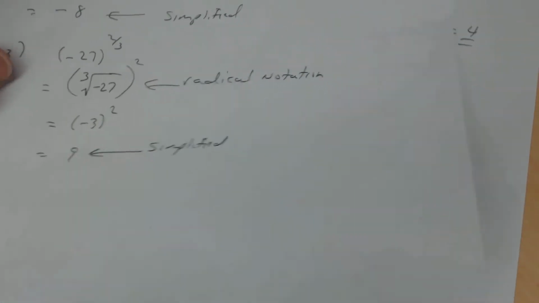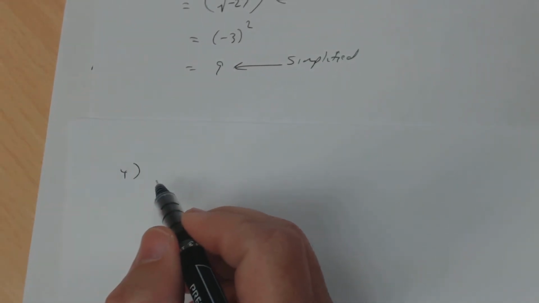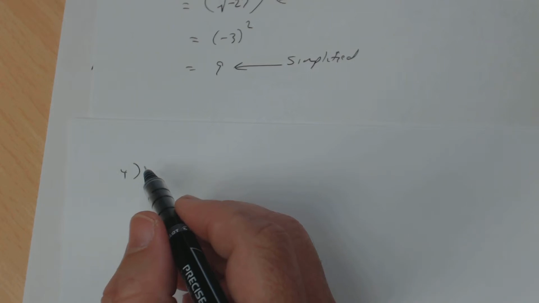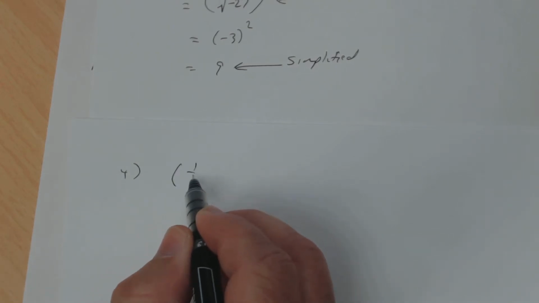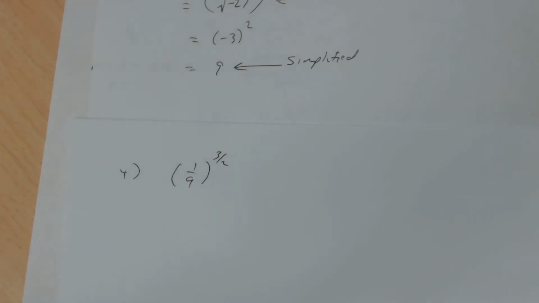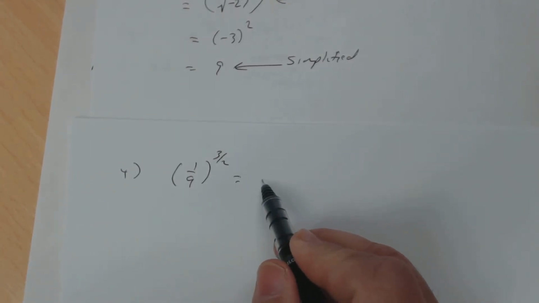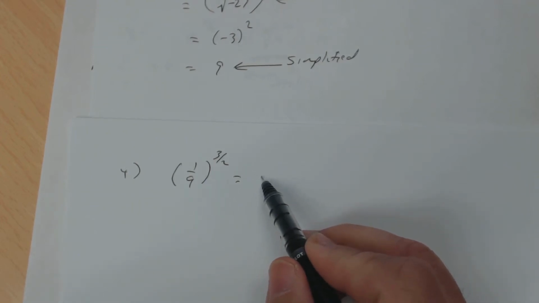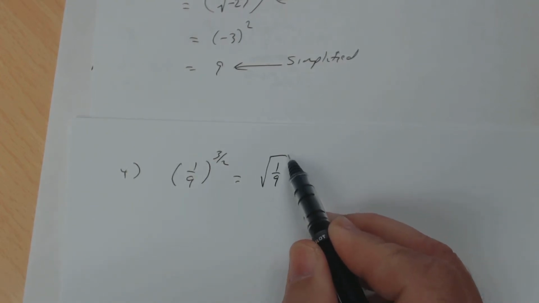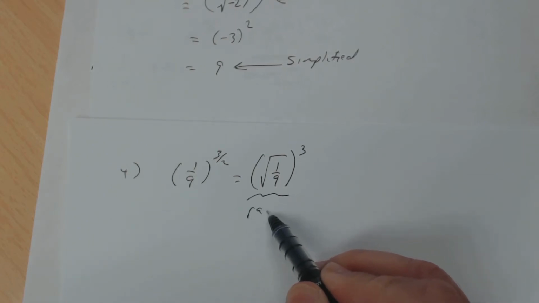Number 4. Let's suppose you had 1/9 to the 3/2 power. By definition, using the definition, that's going to be the square root of 1/9, all of that raised to the 3rd power. So that's your radical notation.